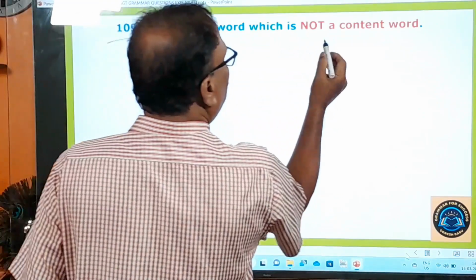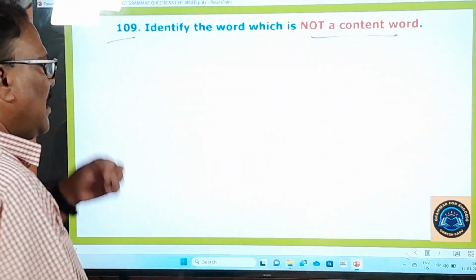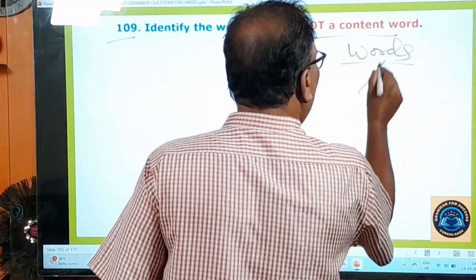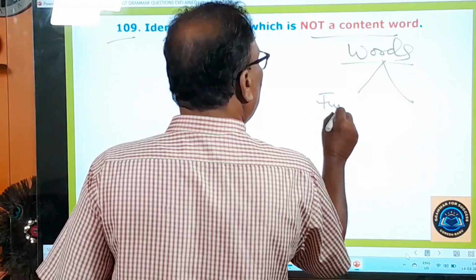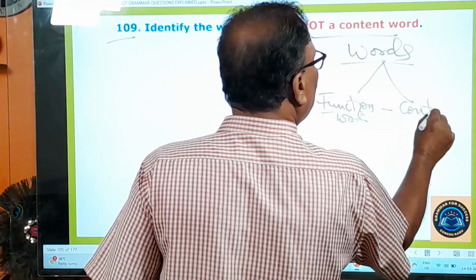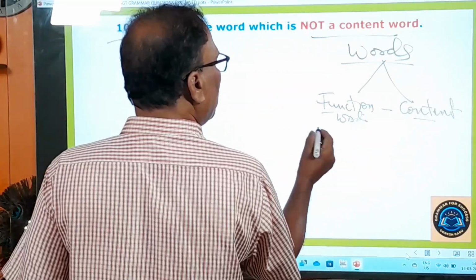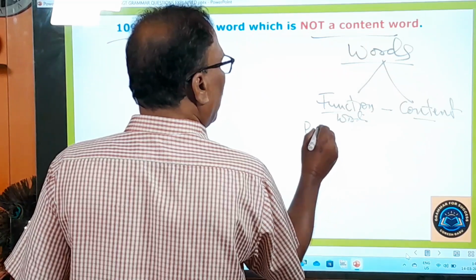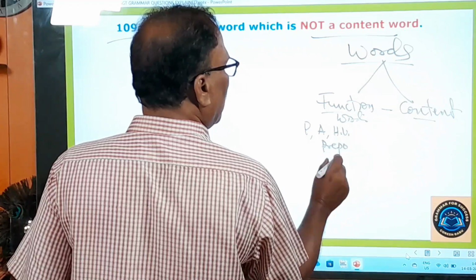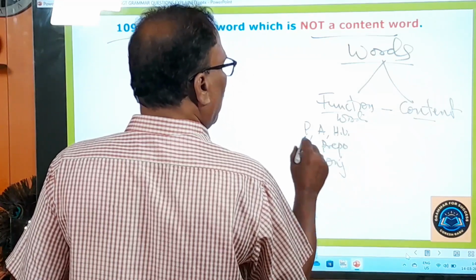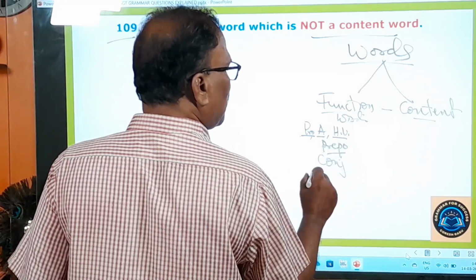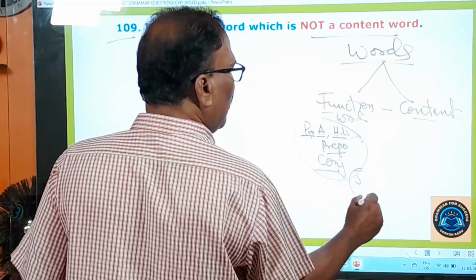109. Identify the word which is not a content word. We have two kinds of words. Words in the English language are of two kinds: function words or content words. What are the function words? Pronouns, articles, helping verbs, prepositions, conjunctions. These five are called function words.